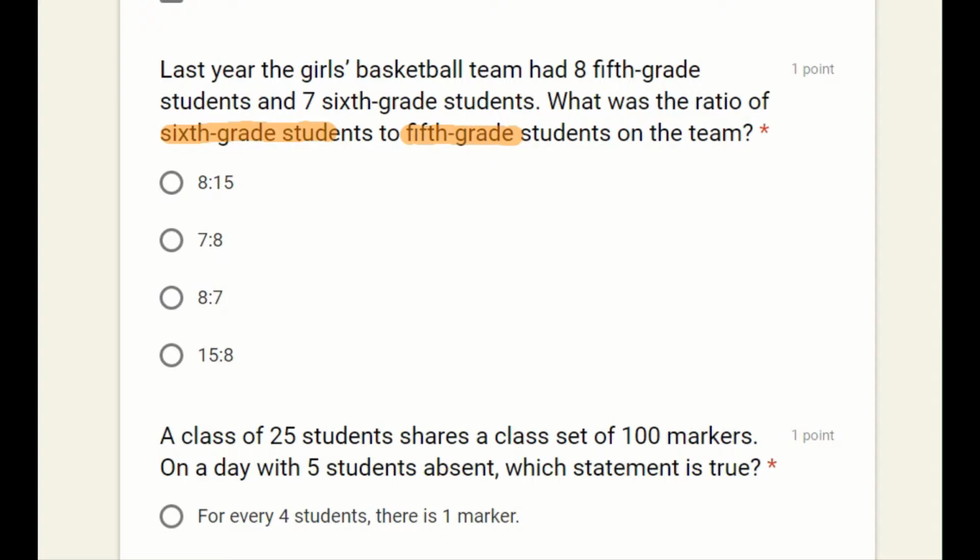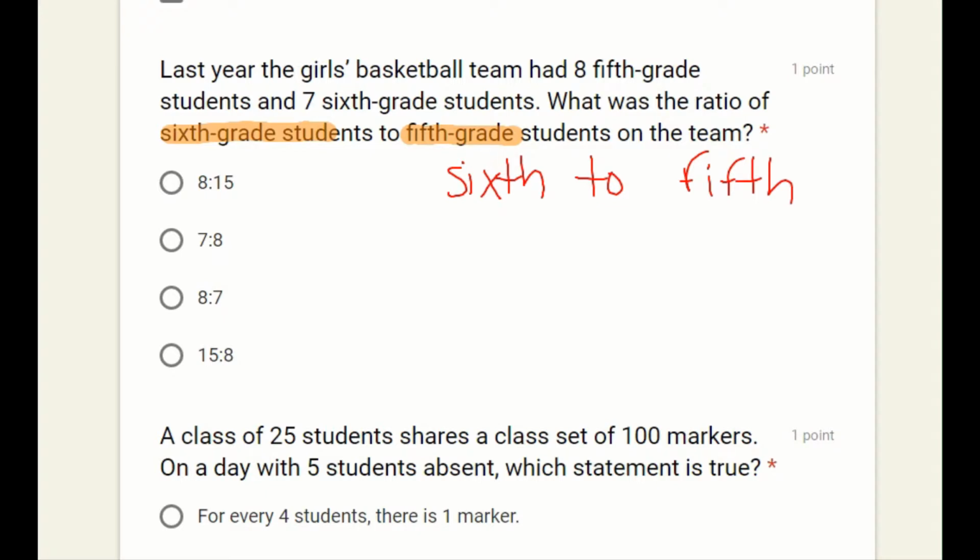So I'm going to put 6th grade students, and I'm going to write the words because I don't want to confuse anyone. So 6th to 5th. And then I'm going to look back in the text to see what is the number that's associated with 6th?